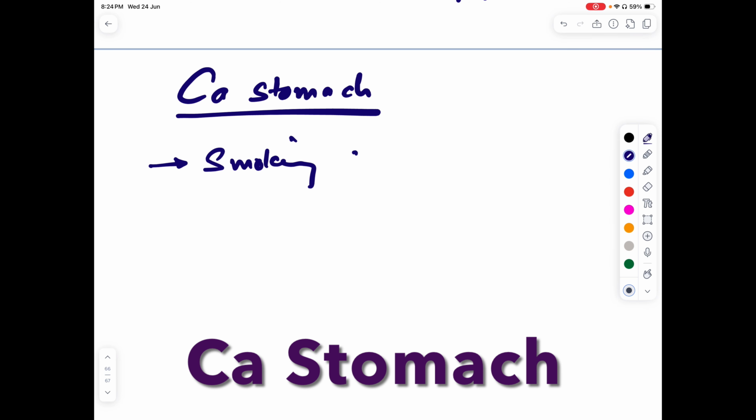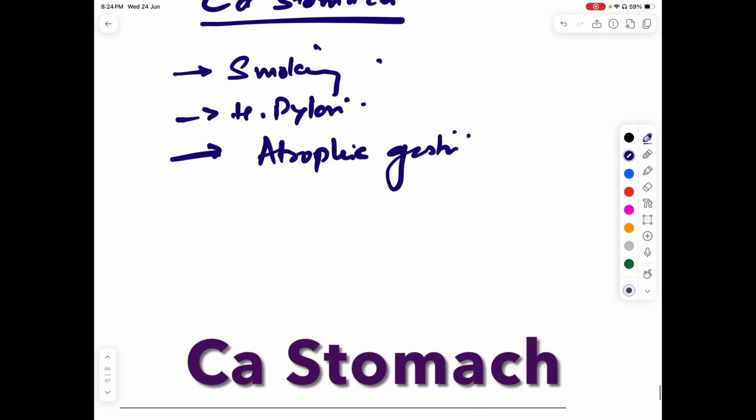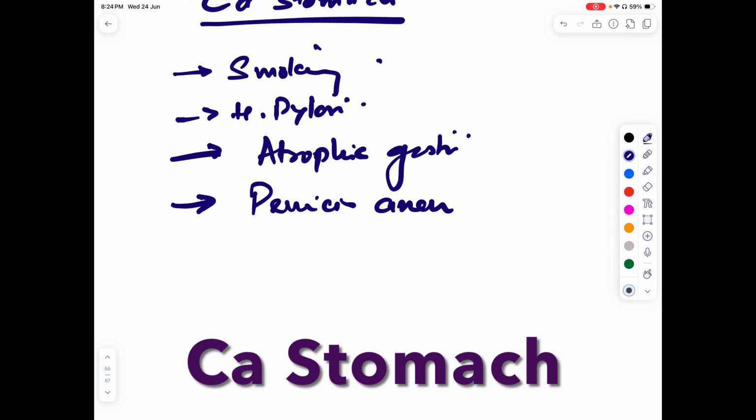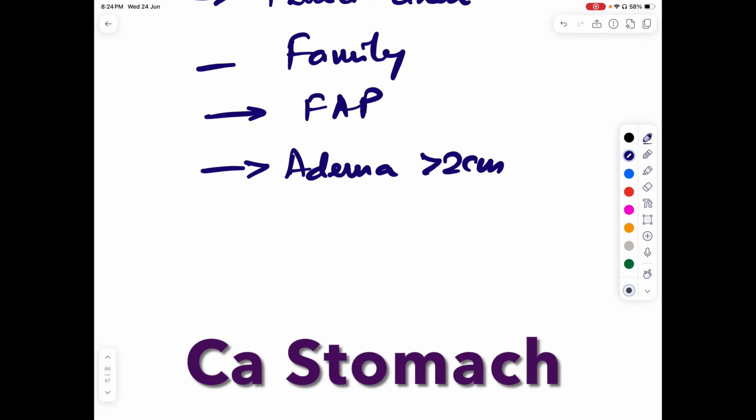So H. pylori infection, then atrophic gastritis, pernicious anemia, family history, familial adenomatous polyposis, adenomas more than 2 centimeter, previous gastric surgery. These are the common risk factors.